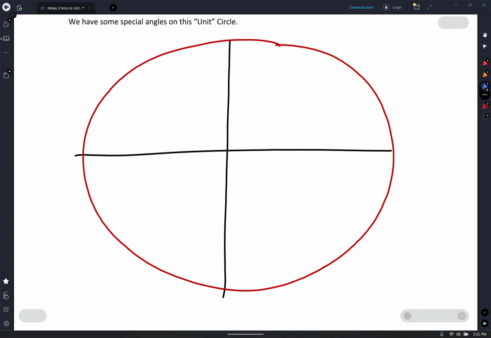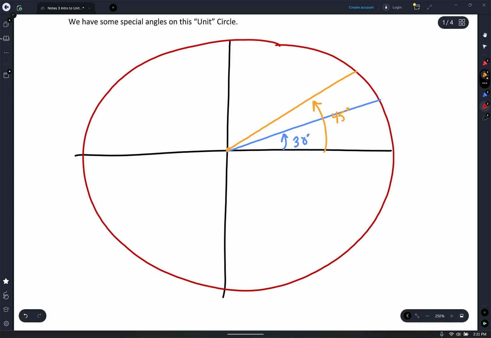We have special angles. So from the x-axis, the first angle is going to be at 30 degrees. That's what 30 degrees looks like. The next angle is going to be at 45 degrees. I'm going to choose 3 different colors. This is what 45 degrees looks like. The next one is going to be at 60 degrees. And then, of course, you have your axis. That has to be 90 degrees.